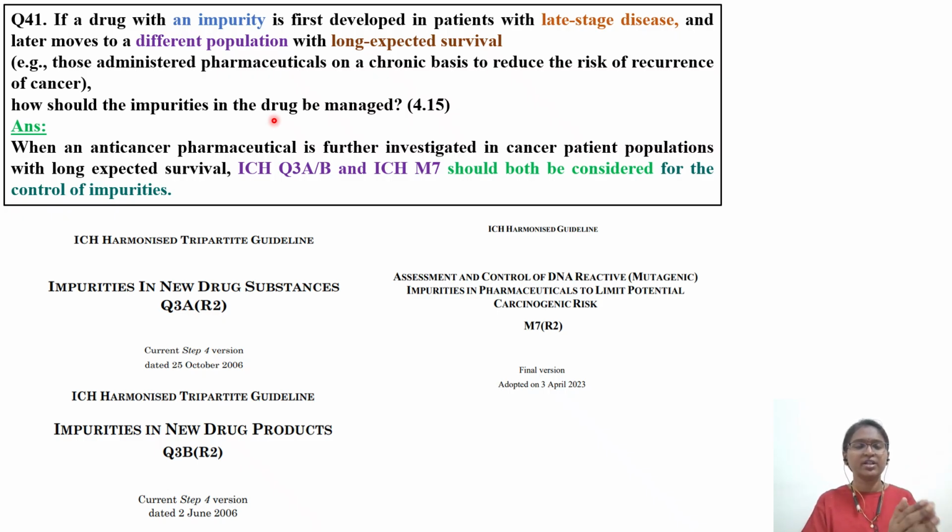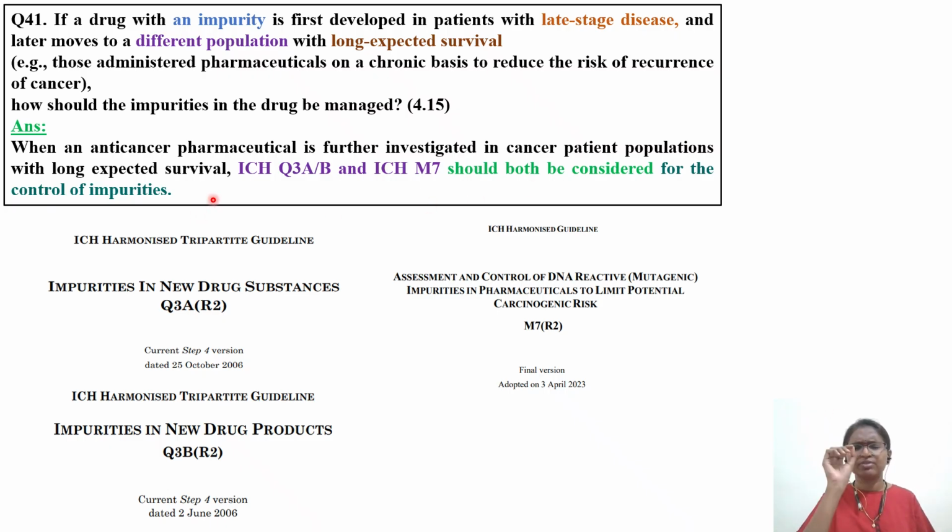The immediate threat is the cancer. But here there is continuous exposure to the small impurity, and if that impurity itself is genotoxic and is causing cancer, then that will be a cause for potential concern. Then you have to do a risk assessment of that particular impurity. So what is the answer given by the ICH agency? When an anti-cancer pharmaceutical is further investigated in a cancer patient population with long expected survival, for example 2 years or 3 years, ICH Q3A, Q3B and ICH M7 should be considered for the control of impurities.